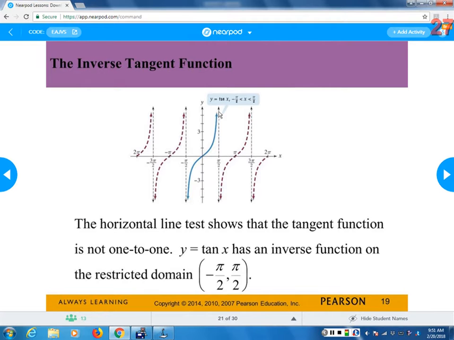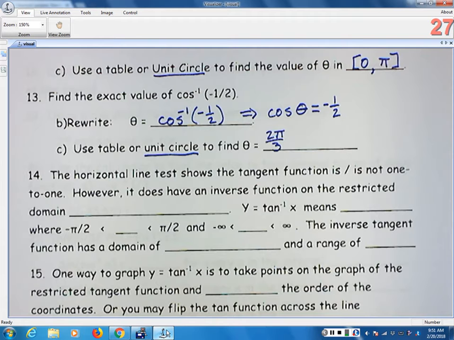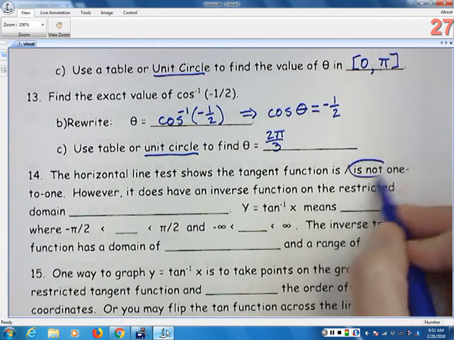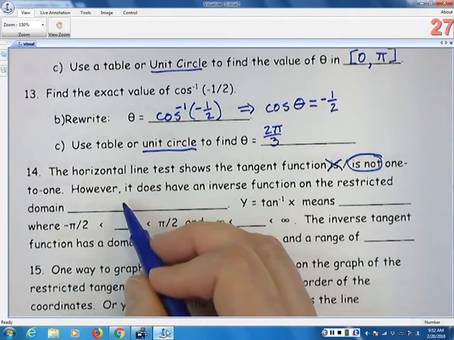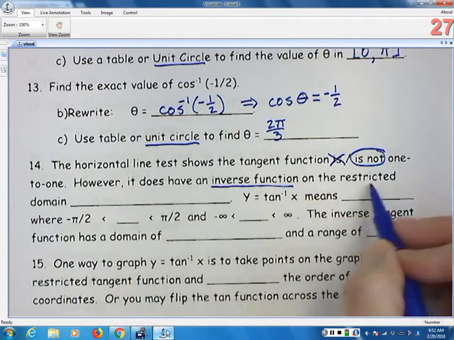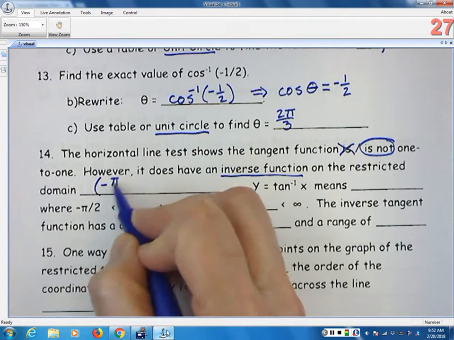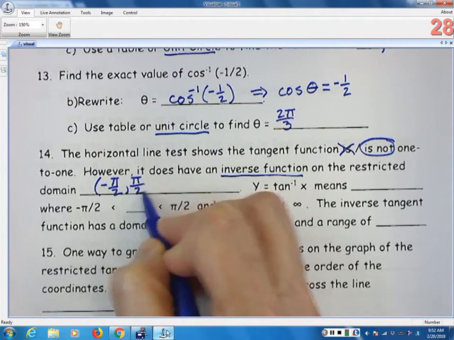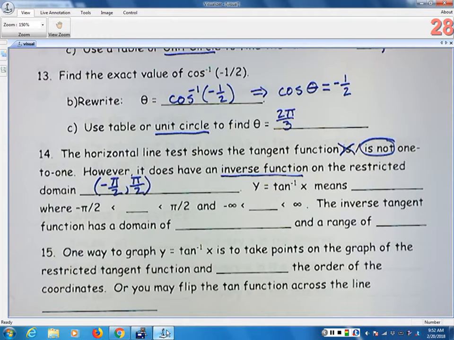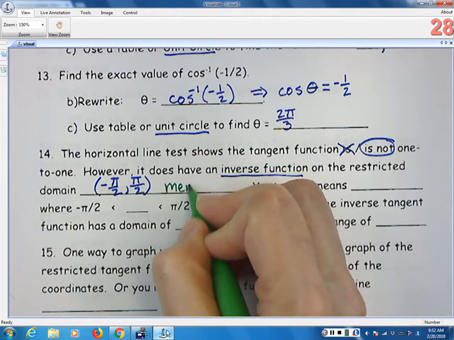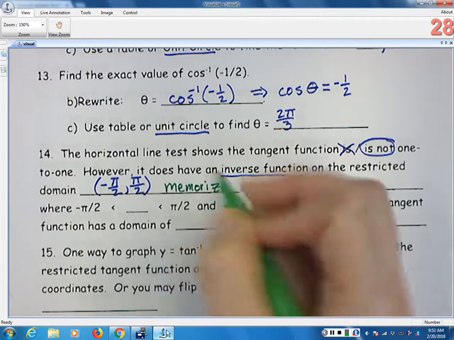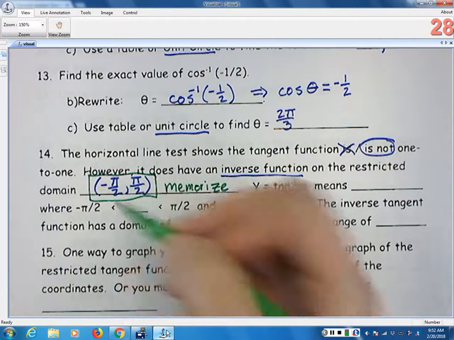So we have to restrict the domain, and we're going to restrict it to minus pi over 2 and pi over 2, but with regular parentheses, not square brackets. It is not 1-to-1, so it does have an inverse function on the restricted domain, minus pi over 2 to pi over 2. You have to memorize that. You have to know that the tangent function has that restricted domain.